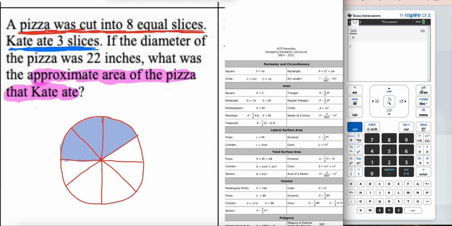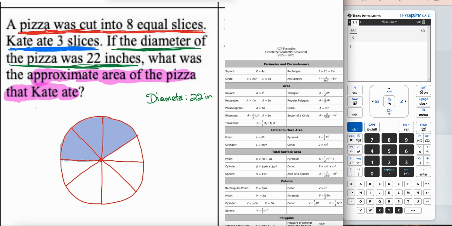All right, so it says also that the diameter of the pizza was 22 inches. So you know the diameter would be the chord that passes through the center of the circle. So for example, this would be a diameter. So all of this would be 22 inches. So I'm going to write that down. So the diameter is given to us to be 22 inches.